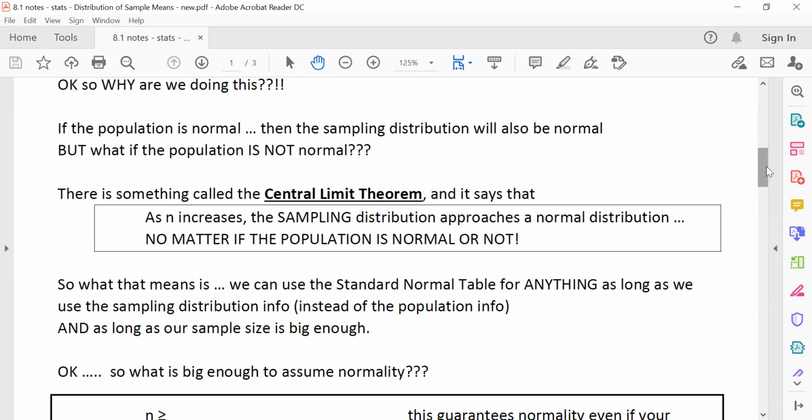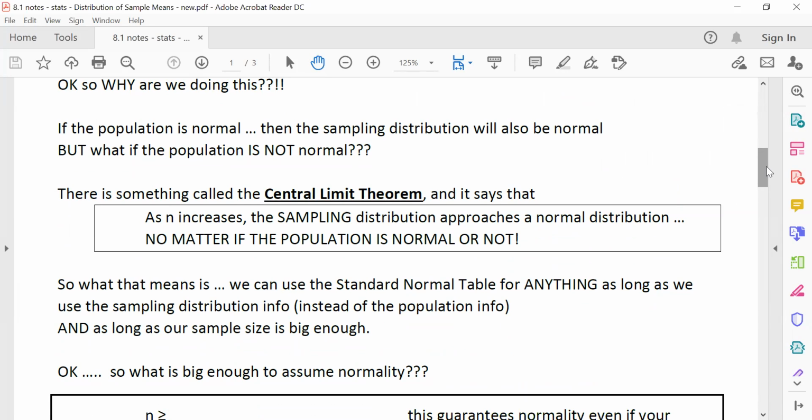Well, if the population has a normal distribution, so we know that the population we're pulling from could fit along a normal bell curve, then the sampling distribution will also be normal, meaning that whenever we look at the sample itself, the sample is also normal.